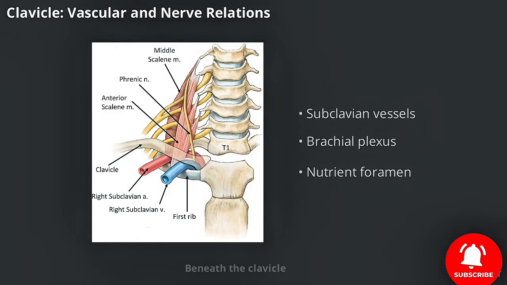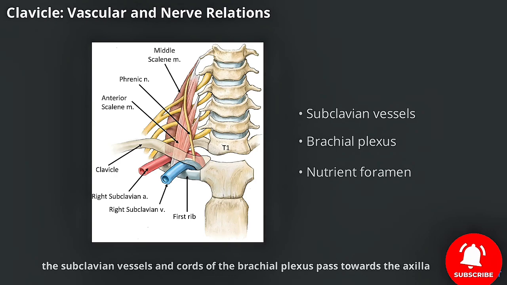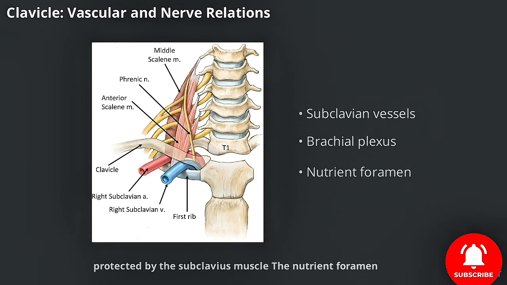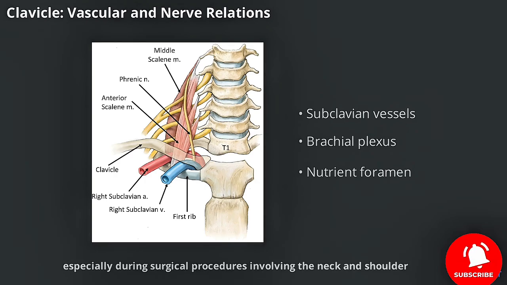Beneath the clavicle, the subclavian vessels and cords of the brachial plexus pass towards the axilla, protected by the subclavius muscle. The nutrient foramen, located at the lateral end of the subclavian groove, transmits a branch of the suprascapular artery. These relationships are important in both anatomy and clinical practice, especially during surgical procedures involving the neck and shoulder.